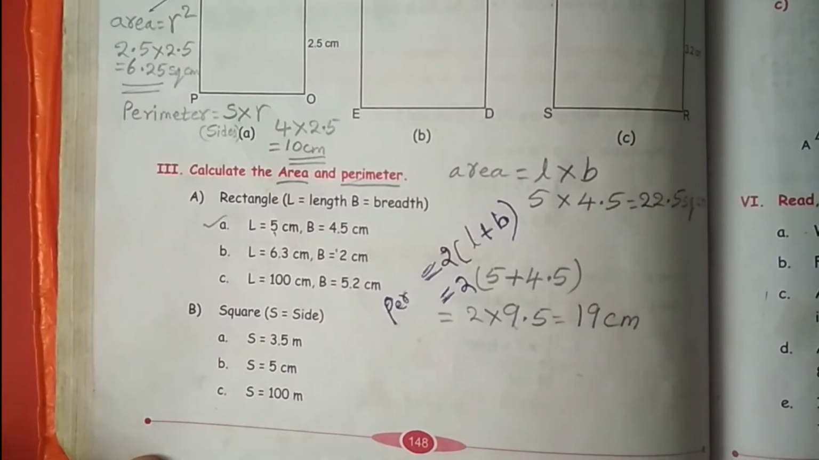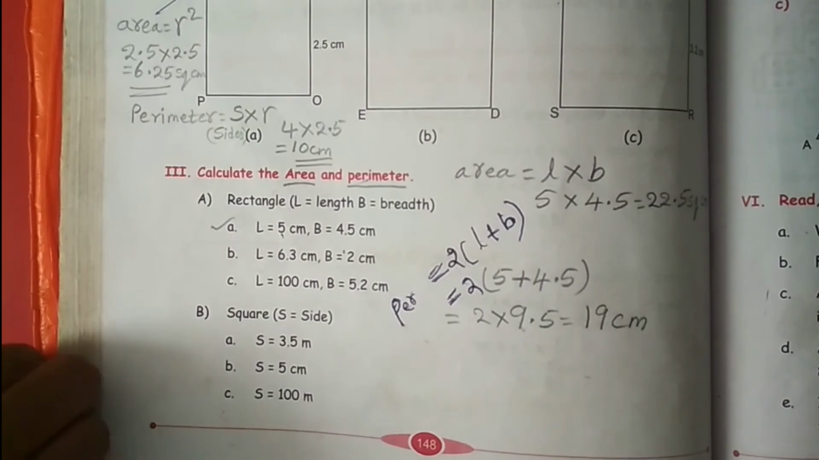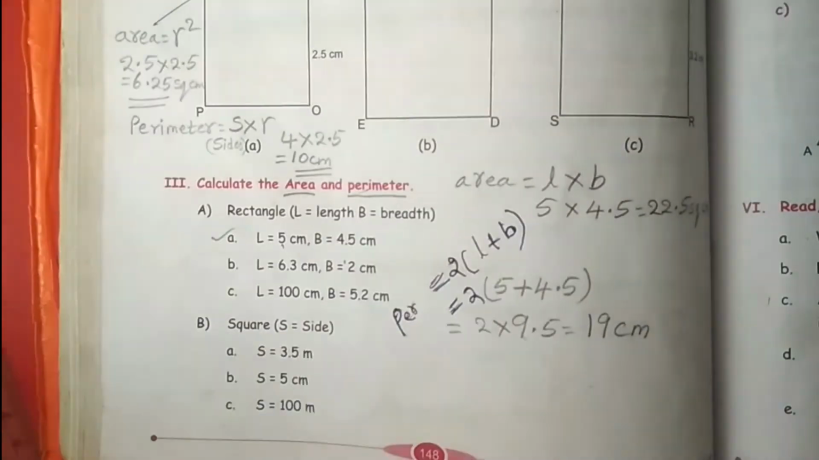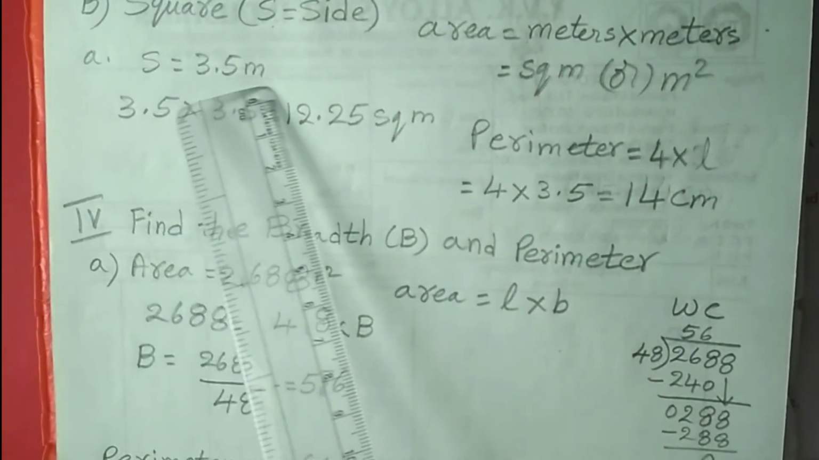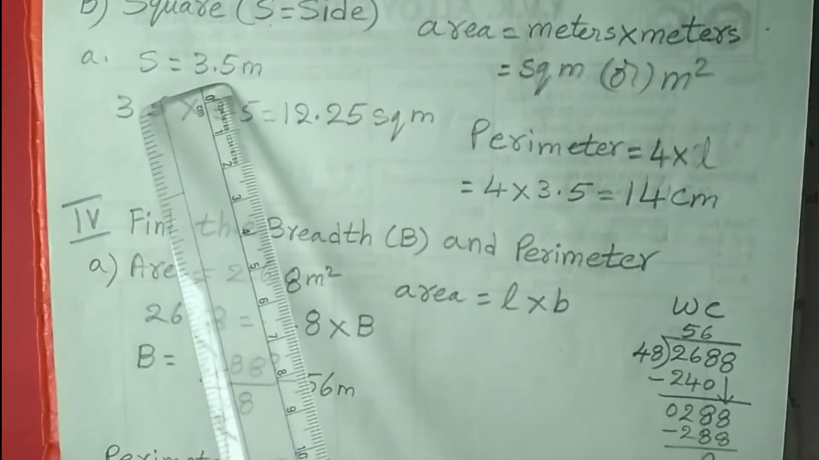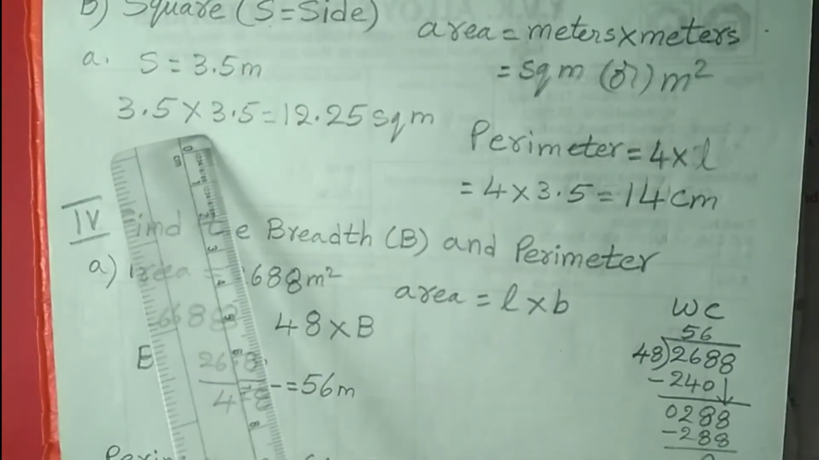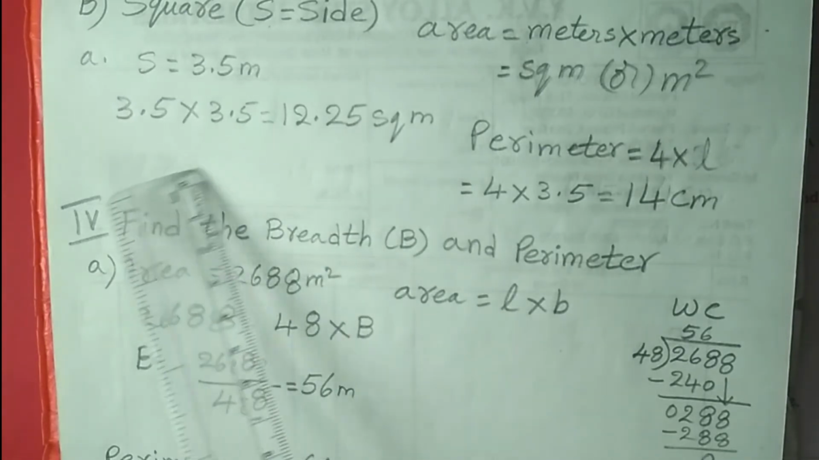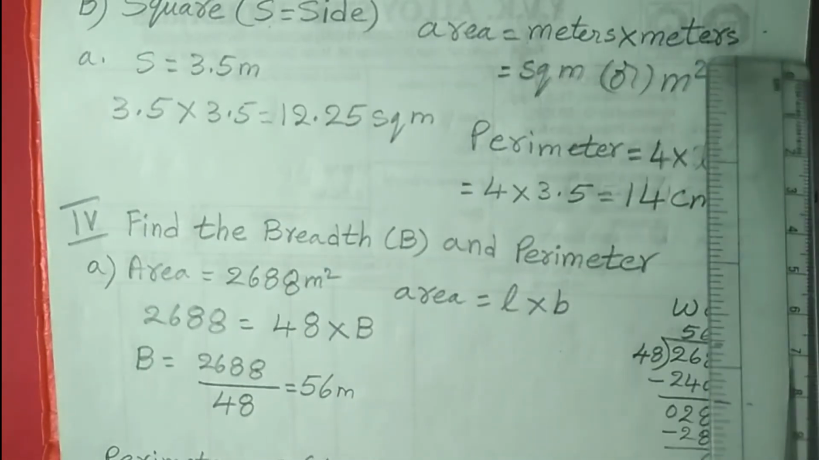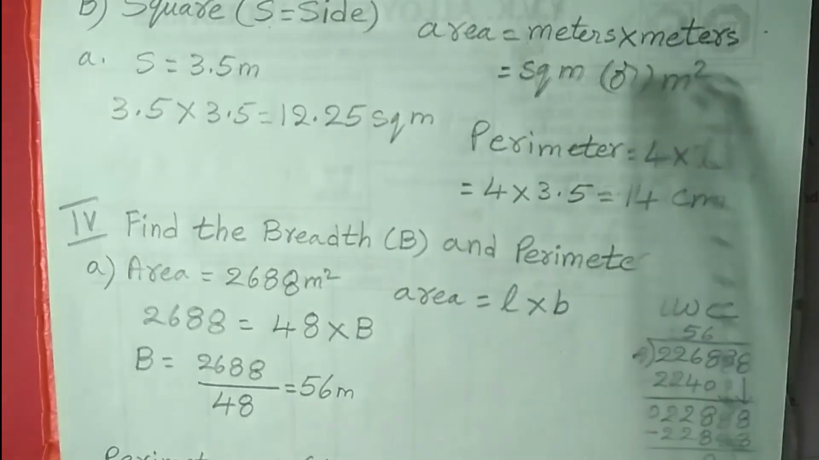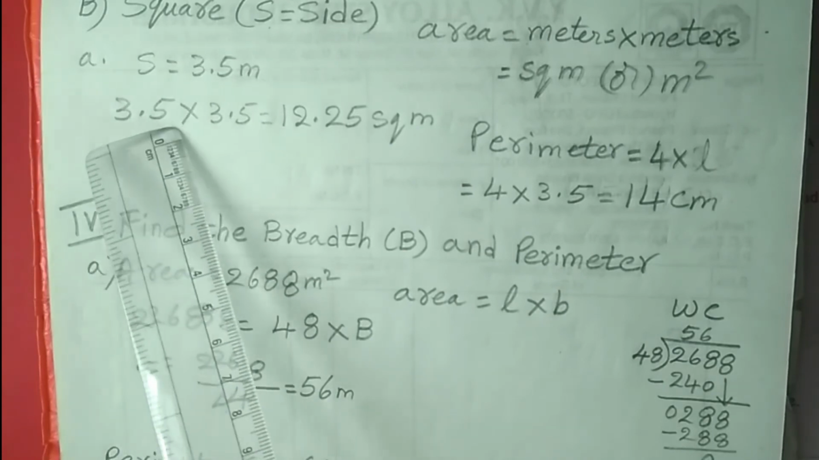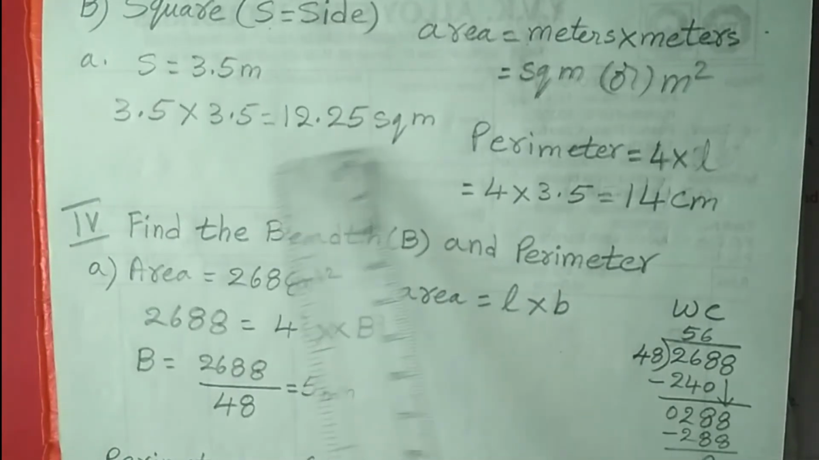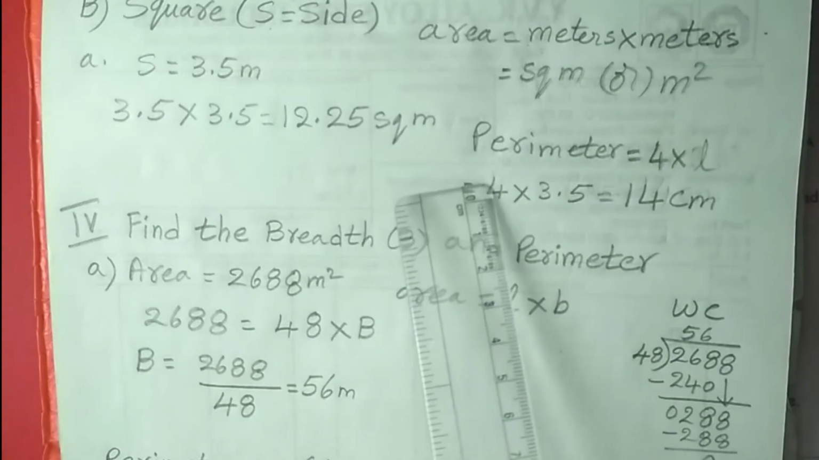This you can do on your own. Or shall I write it for you? I will show you in this working column. In this book I have done it for you. Now see. B bit. Square, S equal to side. How much is S here? 3.5 meters. So what's the formula for this? Area is equal to meters into meters, that equals square meters. Okay, so 3.5 into 3.5 is 12.25 square meters.